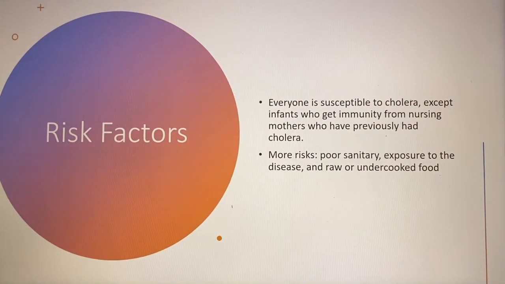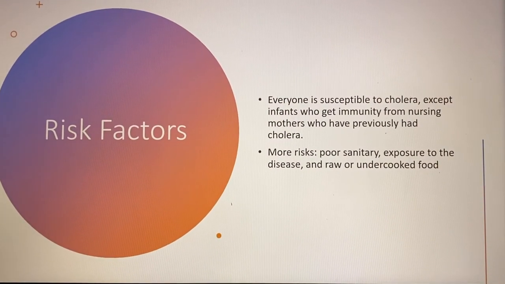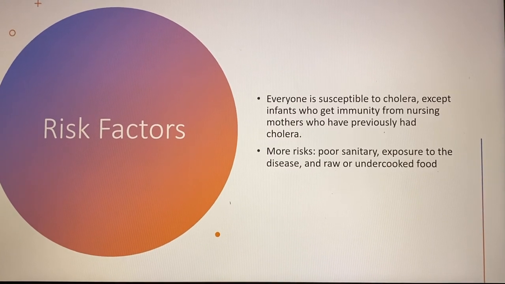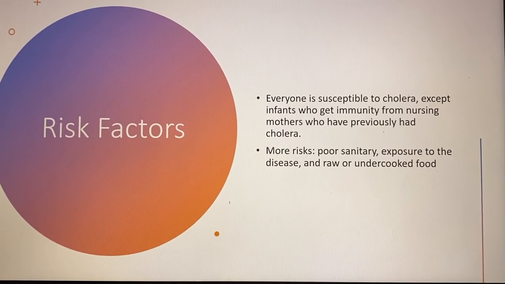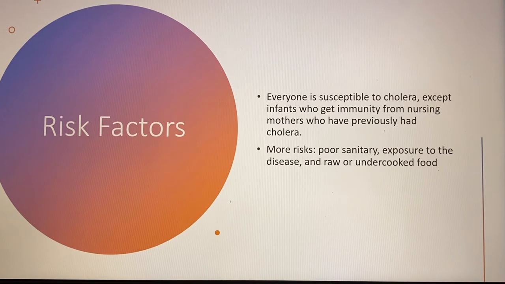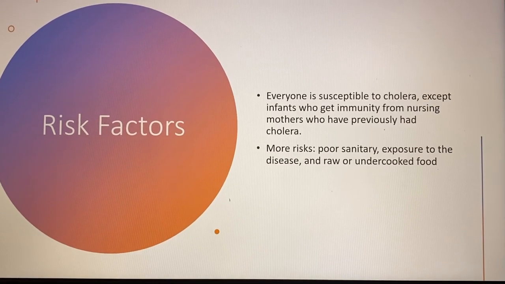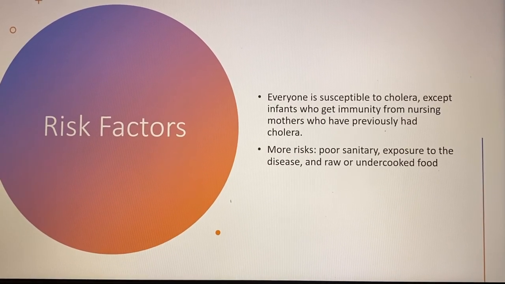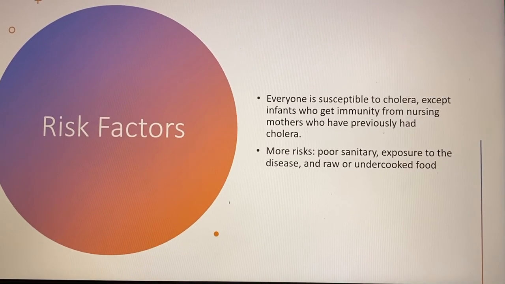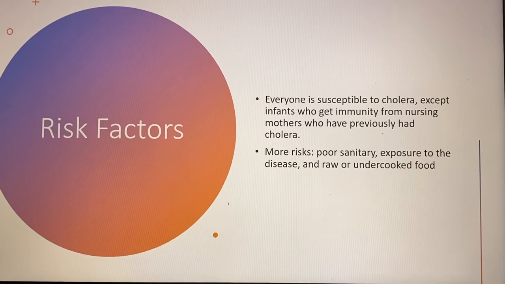So what are the risk factors? Who is at risk the most? Everyone is susceptible to cholera, except the infants who get immunity from nursing mothers who have previously had cholera. More risks are poor sanitation, exposure to disease, and raw or uncooked meat, which I said qualifies cholera as a foodborne pathogen.